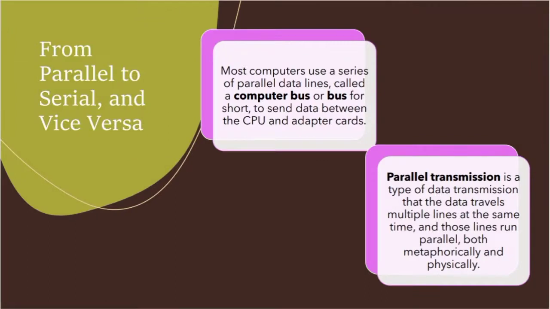Most computers use a series of parallel data lines, called a computer bus, or bus for short, to send data between the CPU and adapter cards. Parallel transmission is a type of data transmission in which the data travels on multiple lines at the same time, and those lines run parallel, both metaphorically and physically.